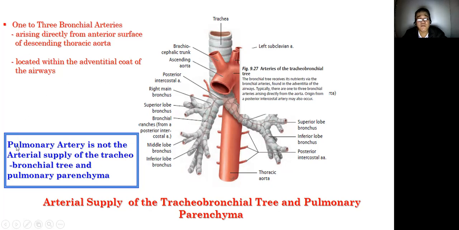Now the pulmonary artery, by the way, is not the arterial supply of the tracheobronchial tree and pulmonary parenchyma. The reason for that is that the pulmonary artery is the only artery in the body that carries deoxygenated blood. So it does not supply the lungs. Its main purpose is to facilitate gas exchange between carbon dioxide and oxygen.